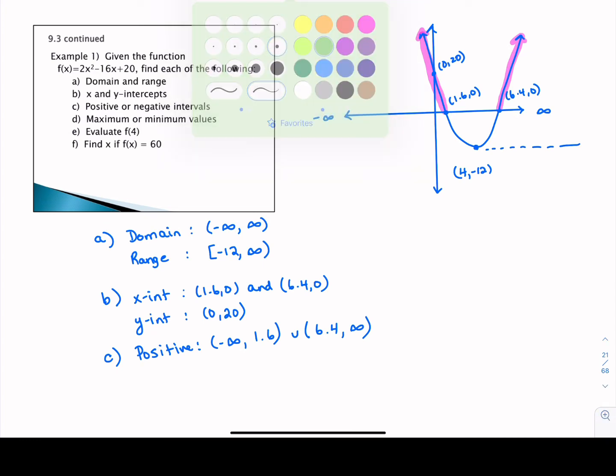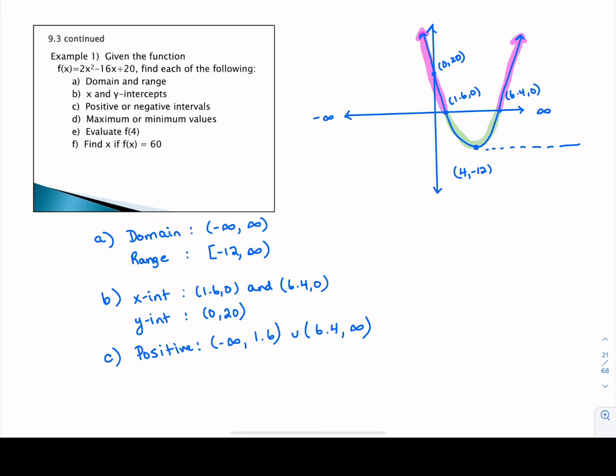Next, we want to determine which portions are negative. So once again, I'm highlighting in green the segment of our graph that happens to be negative. The negative part of the graph falls between your two intercepts in this case. So the negative part of my graph is going to start at 1.6 and stop at 6.4. And again, I can't include it in either one of those.